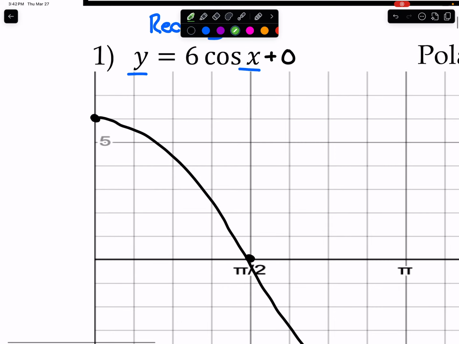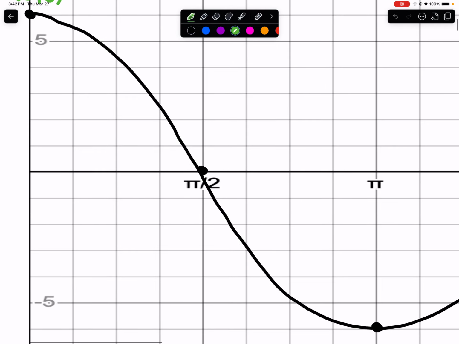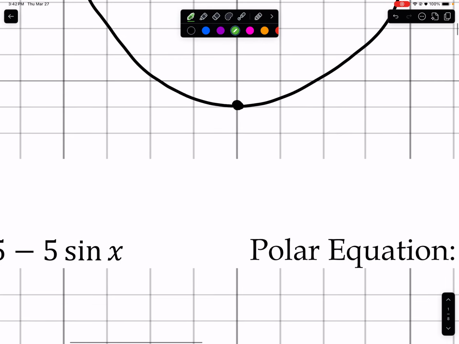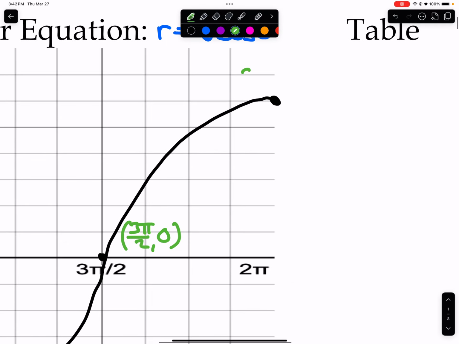Now I'm going to label each of these points. So this would happen at 0, 6. Then we're going to have pi over 2, 0. Then we're going to have pi, negative 6. Then we're going to have 3 pi over 2, 0. And lastly, we're going to have 2 pi, 6.